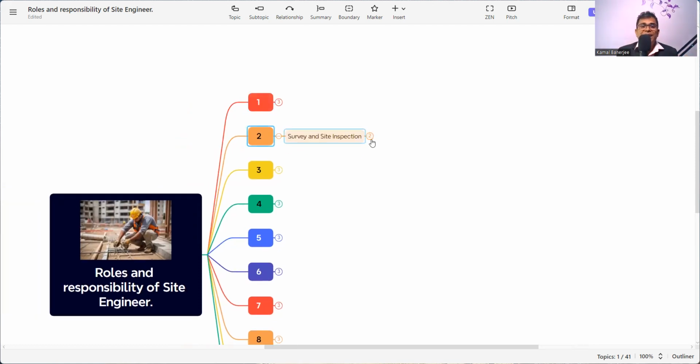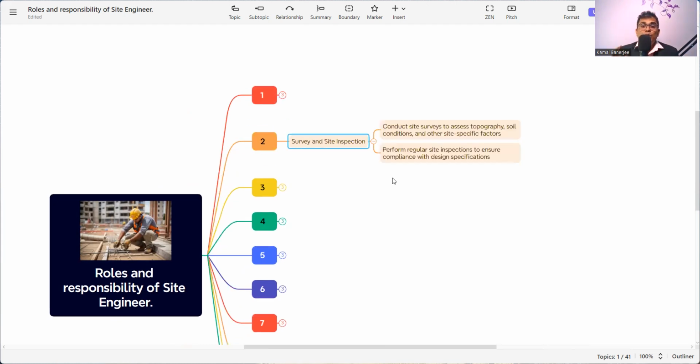Next thing is survey and site inspection. Conduct site surveys to assess topography, soil condition, and other site-specific factors, which means whenever we start with the projects, we need to do the soil investigation to find out what the soil condition is and what the soil contour of the area is. So you need to be a part of these things, because you need to know what soil investigation is, what the topography work is, and what the contour diagram or the survey work is.